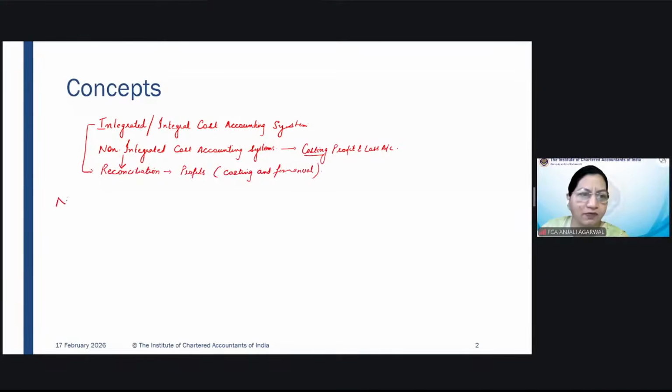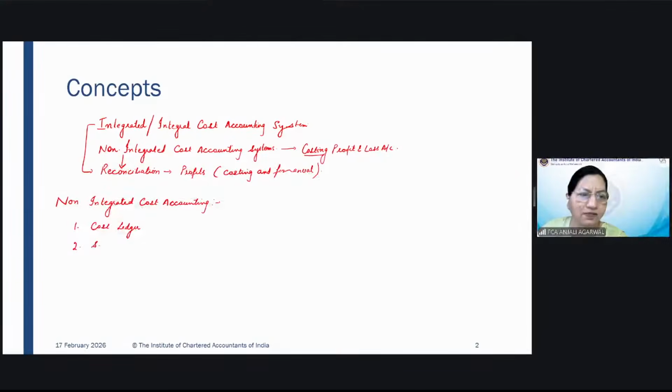Now, first I'll start with the non-integrated cost accounting system. Under the non-integrated cost accounting system, it's a very easy concept, all about journal entries. If you have command over that, this chapter will not pose any problem. In the non-integrated cost accounting system, we keep separate ledgers. The first one is the cost ledger. This is a self-balancing ledger. All the expenses are credited to the cost ledger, and the control accounts are kept for all the subsidiary ledgers.